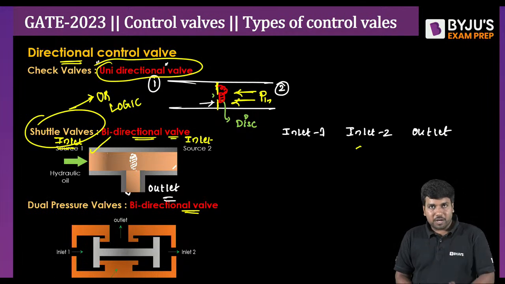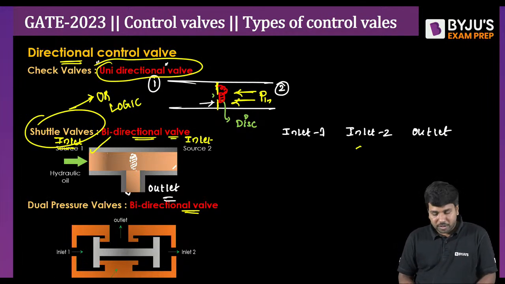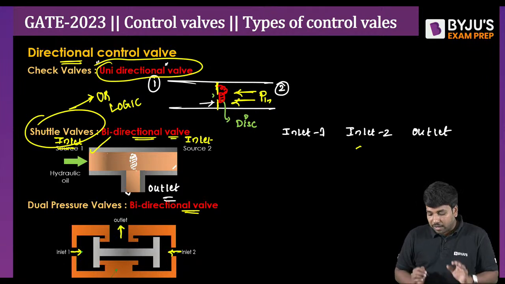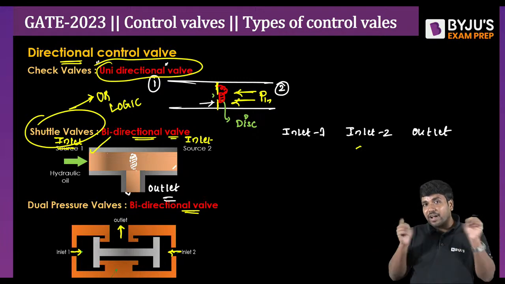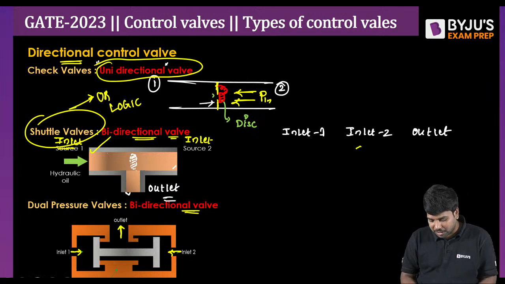Okay, dual pressure valve. What it means here is, even now you can see inlet 1 is there and inlet 2, and this would be considered as the outlet here. Clear? Now think about this diagram clearly and get the concept by yourself. Then it will be very interesting here.